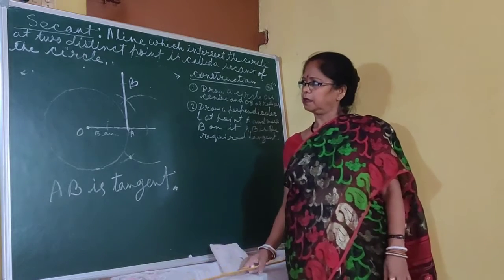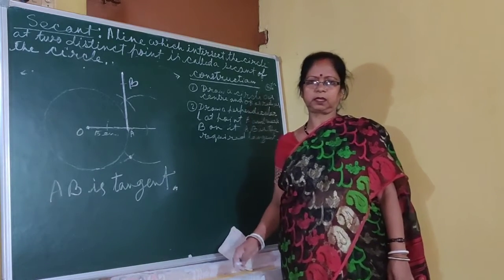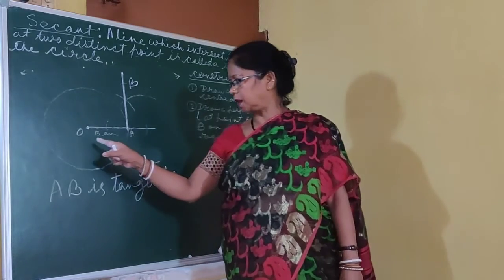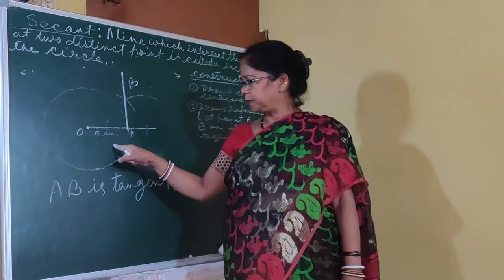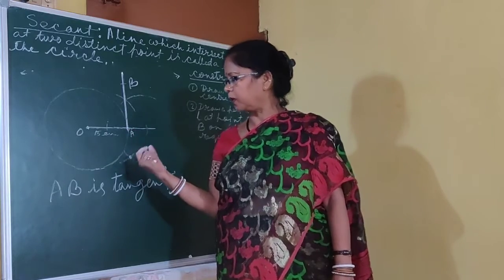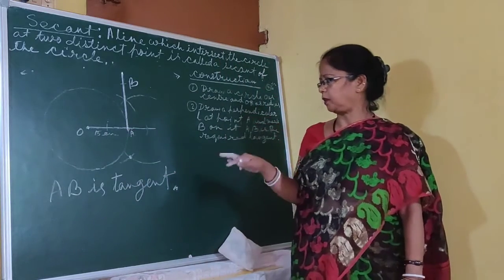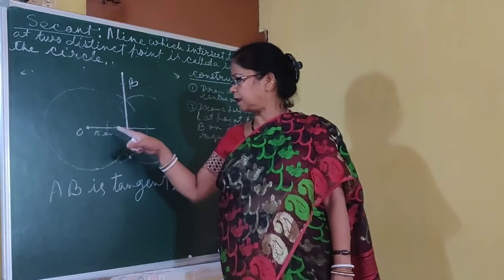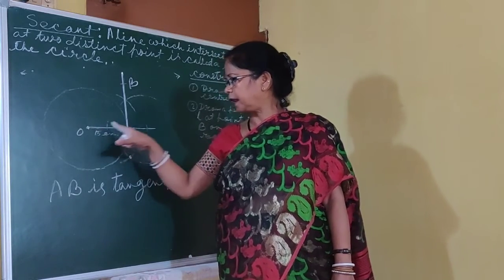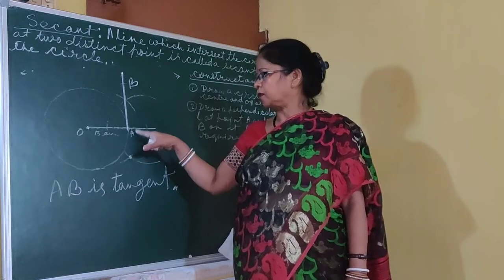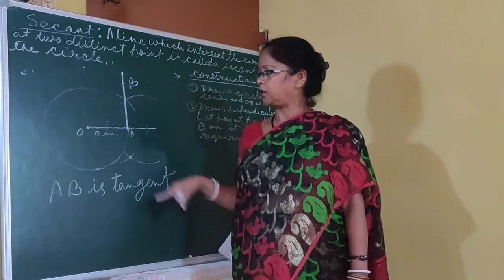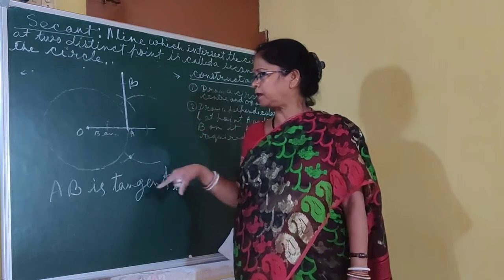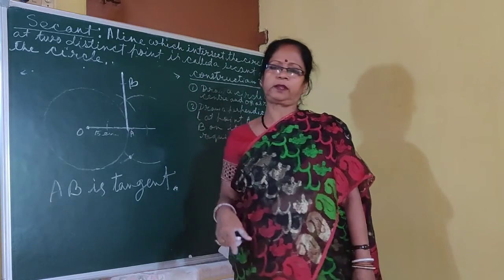Then next I'll show two more constructions. I think you understood. First you have to draw the circle with the radius. You have 3 centimeter in the copy, or whatever you want. You can take the radius, which starts from the center and touches the point A. So at the point A you have to draw a perpendicular. Then on this perpendicular you mark B, then AB will be the required tangent.